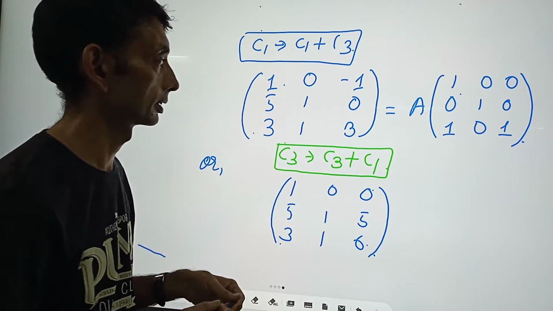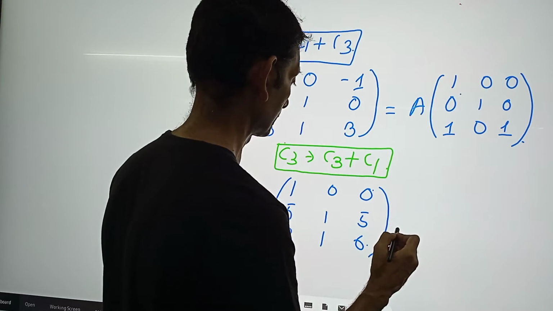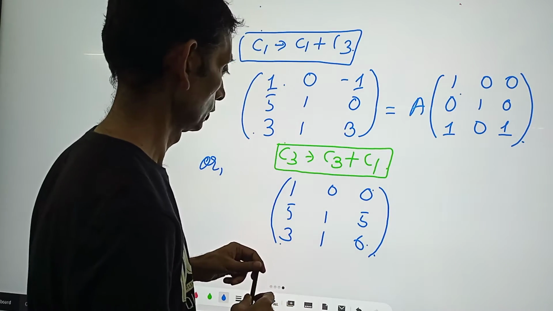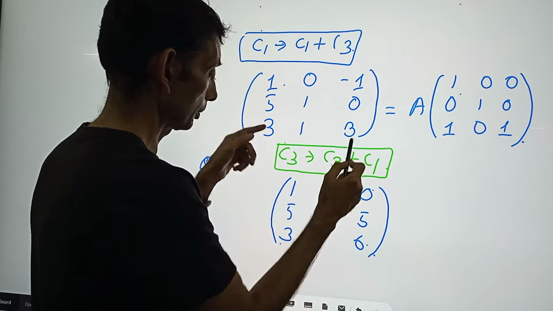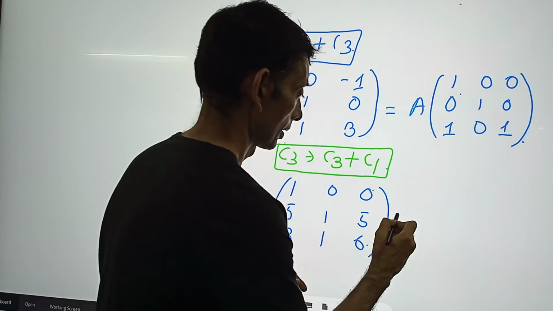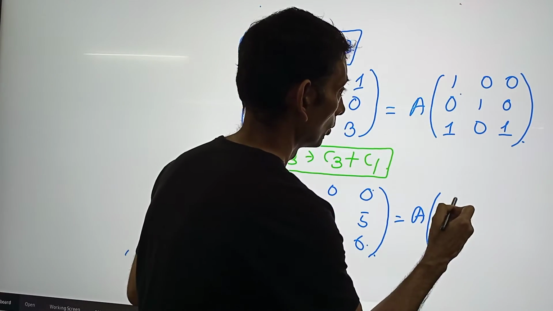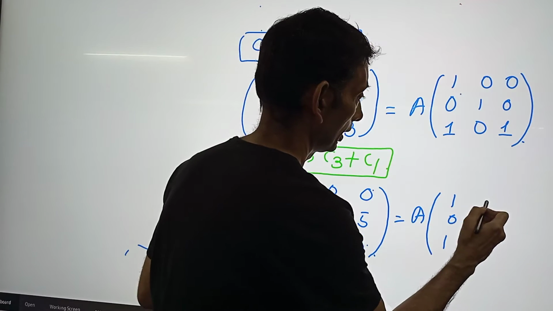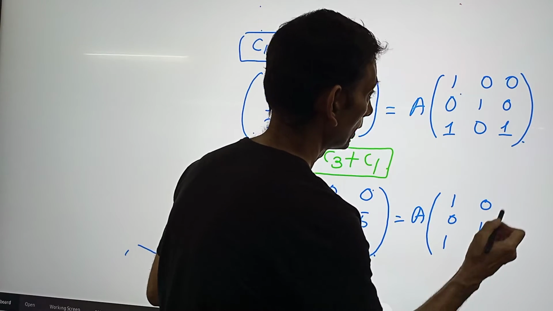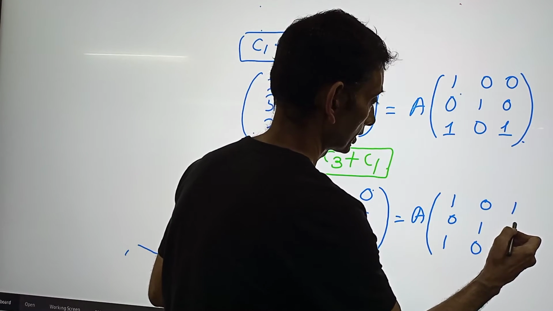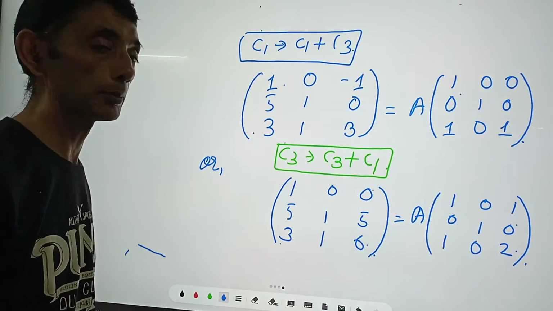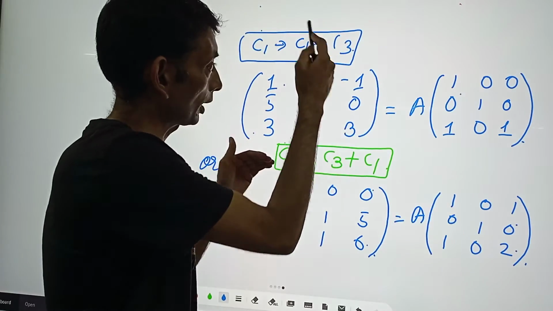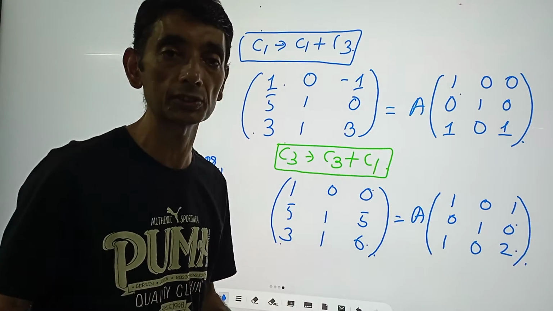Okay, this is done. And next, this is 0, and 5 plus 0 is 5, and 3 plus 3 is 6. Then 1, 0, 1, and 0, 1, 0, and if you add, this will be 1, this will be 0, and this will be 2. It's done. Remember this: we are using one operation at a time. You cannot use 2 operations together.